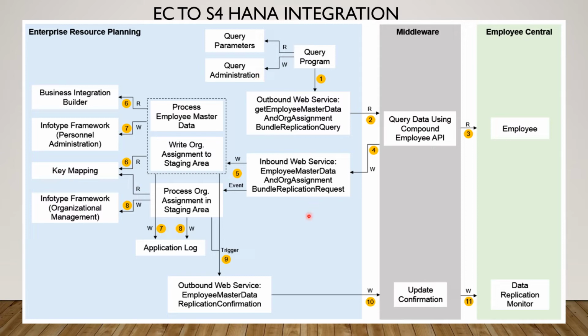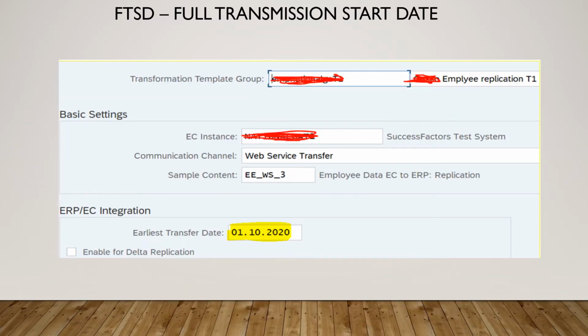So this is about EC to S/4HANA integration, from the Employee Central system using the middleware and the tool called Business Integration Builder. So this happens like this. These are the basic steps in EC to S/4HANA integration. We'll move to the next kind of replication.